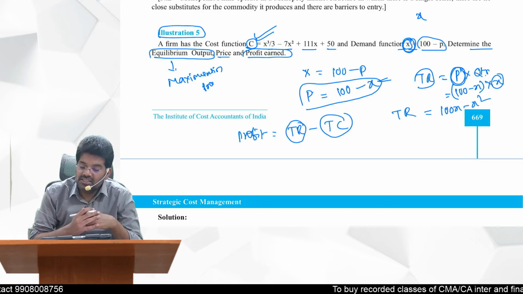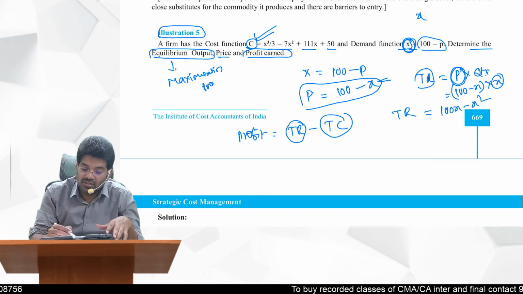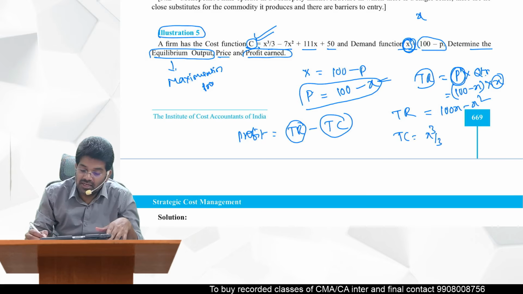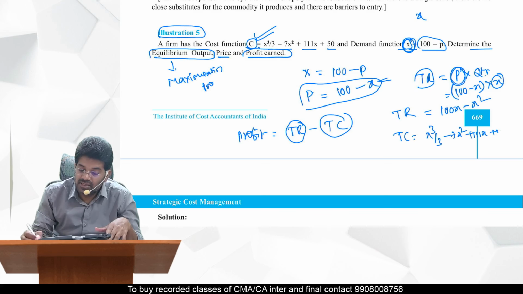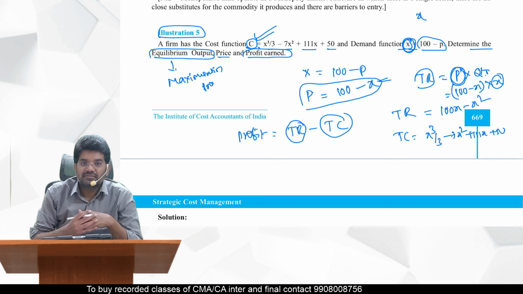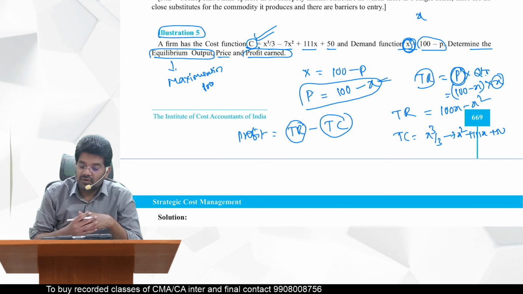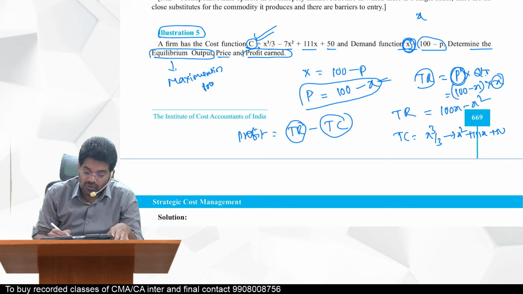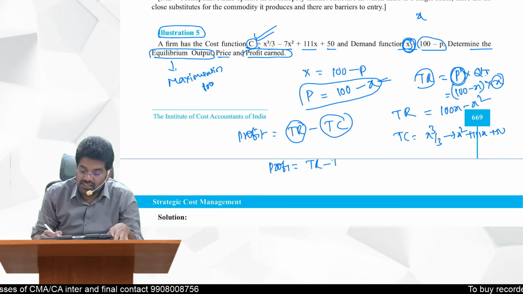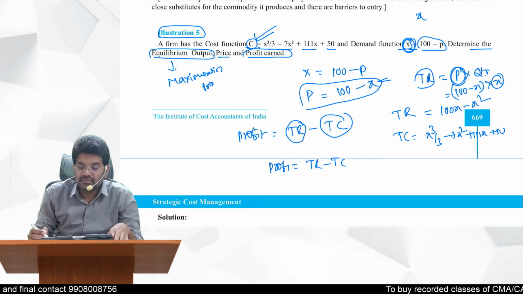100x minus x square. And what is the total cost? Already total cost function is also given: x cube divided by 3 minus 7x square plus 111x plus 50. Okay, so now how do you get profit? Profit is equal to TR minus TC.